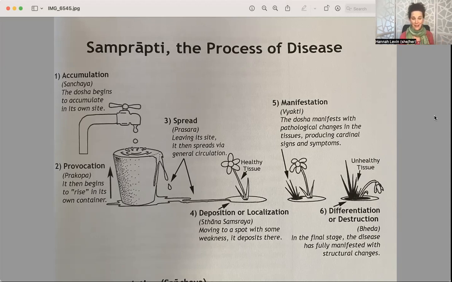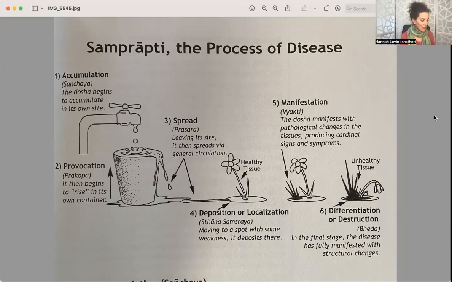So kapha is that accumulation of congestion, of mucus, and its secondary site is the lungs. So it may go into the respiratory system. And then we wonder, why did I get sick, right? And we're like, oh, I probably picked up a virus or whatever. We don't look at what's happening upstream that has contributed. And maybe there was a virus involved too, but not always.